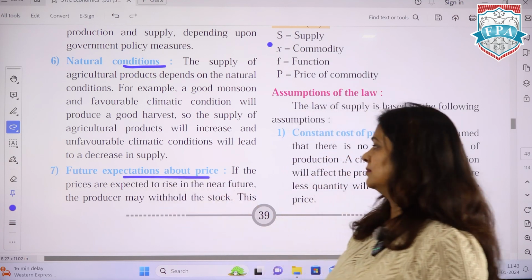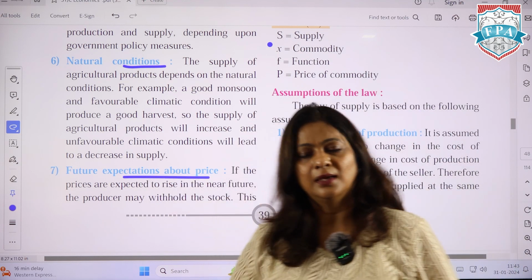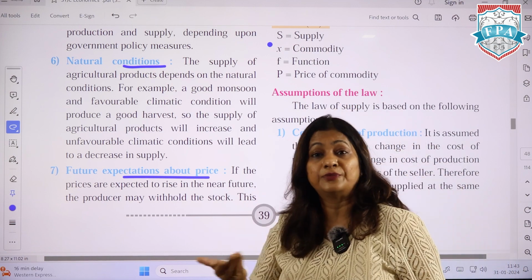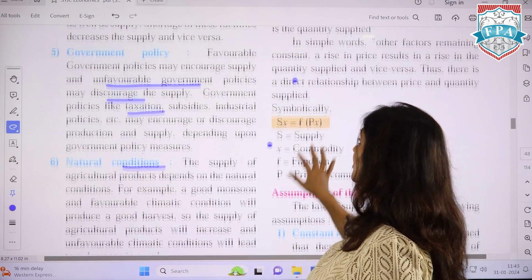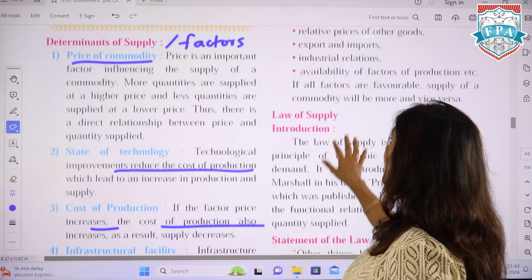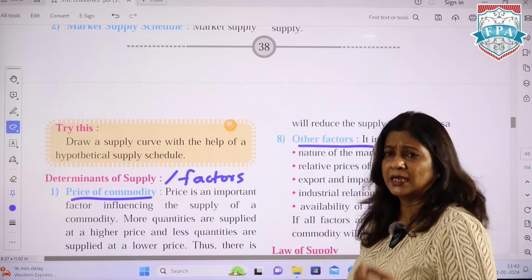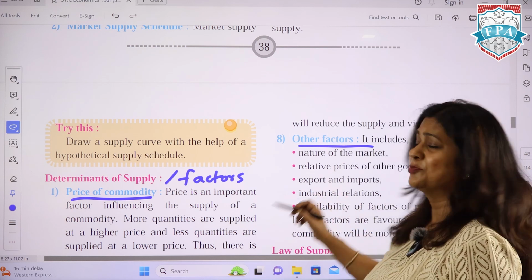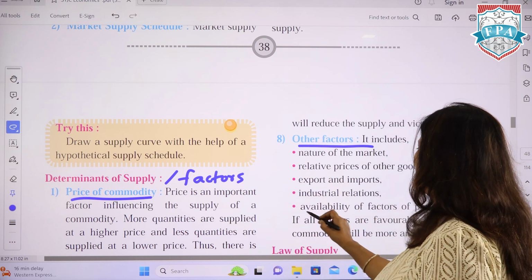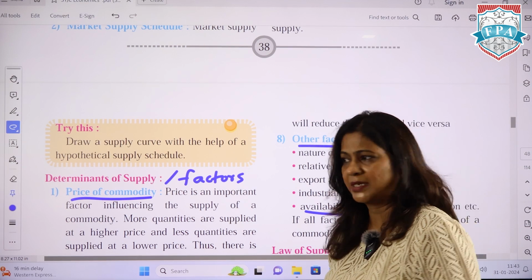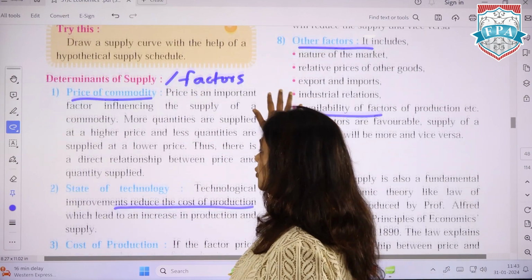Future expectation. This, I think, is withholding of stock, expecting that the price will become higher and then we are going to supply. Besides these, there are various other factors which could be relative prices of other products, export, import, industrial relationships, availability of factors of production. How do we learn this?